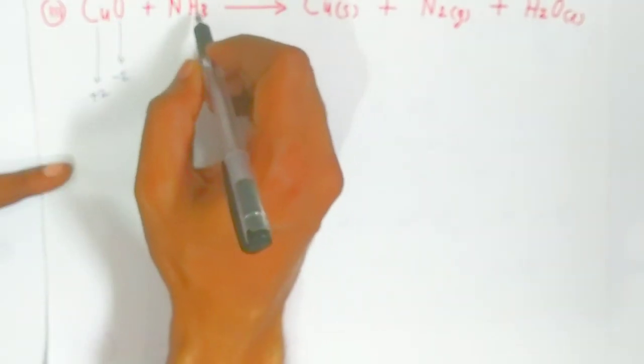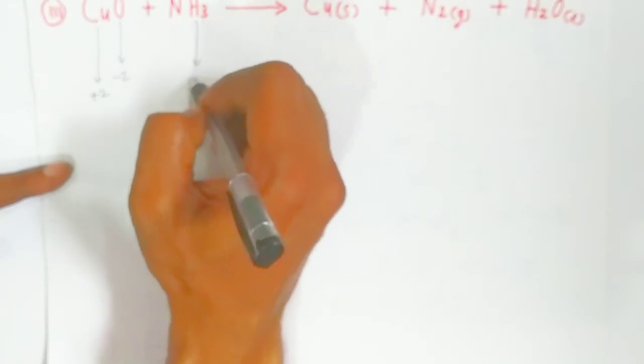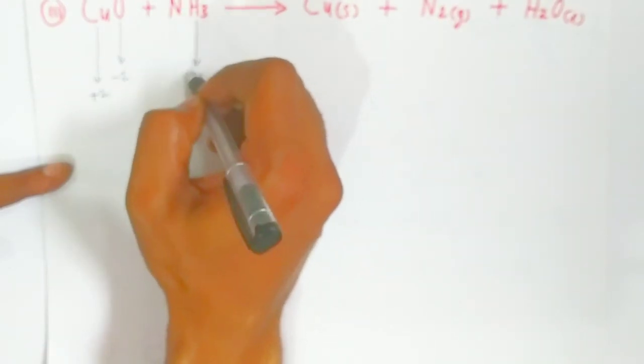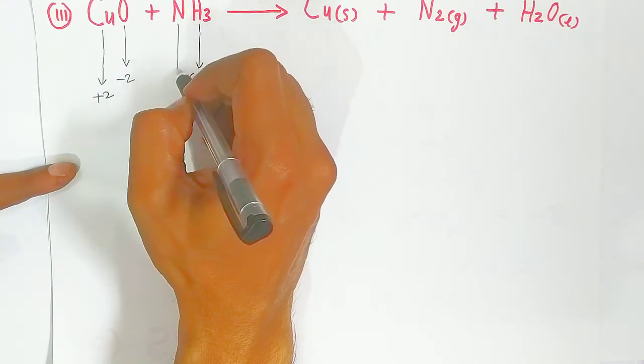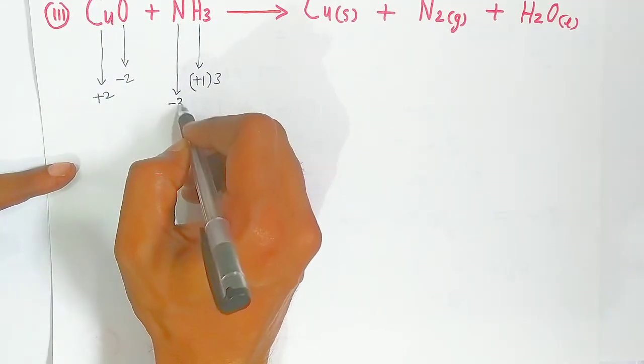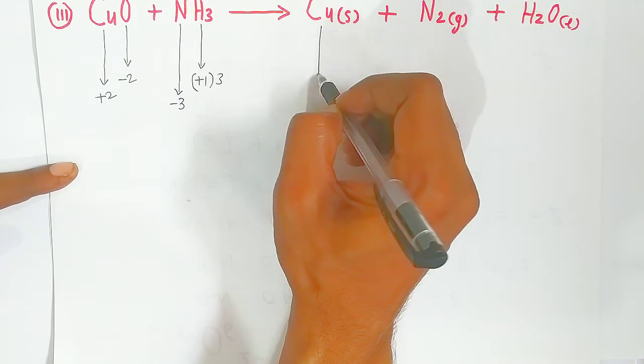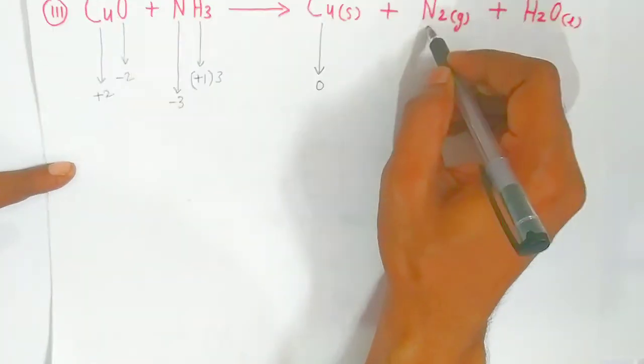Now students, you know the hydrogen oxidation number, we are taking +1, because here 3 atoms are there, so multiply by 3. So the oxidation number of nitrogen will be -3. Now because it is copper solid, the oxidation number will always be 0. Nitrogen gas oxidation number will be 0. Now here students, in the water molecule, this is -2 and this is +1 twice.